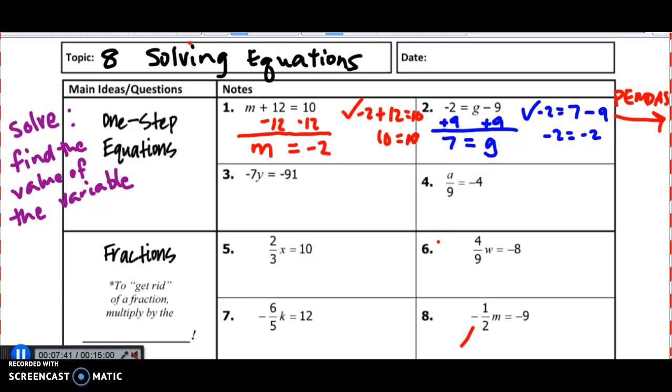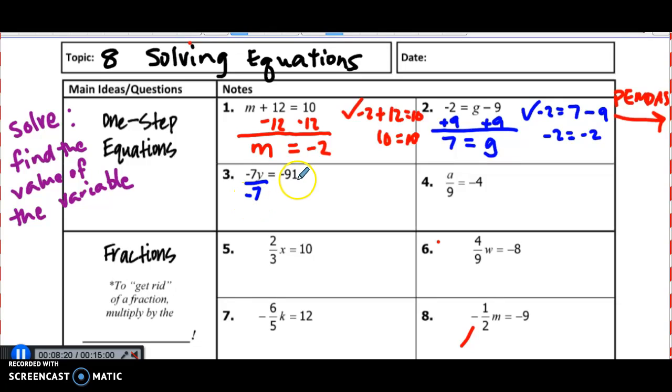Let's try number 3. We've looked at an equation where I'm adding a number to my variable. We've looked at an equation where I'm subtracting a number from my variable. But now let's look at an equation where I'm multiplying a number by my variable. When I see negative 7y, I know that this means negative 7 times y. So if I want y to be all by itself, I have to undo this times negative 7. So I think to myself, what's the opposite of multiplying by negative 7? Well, that would be to divide by negative 7.